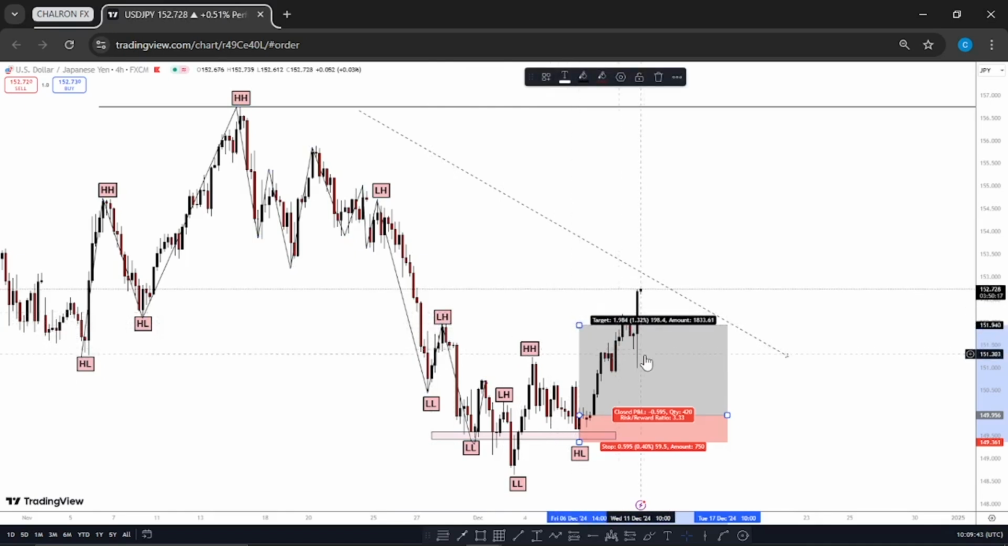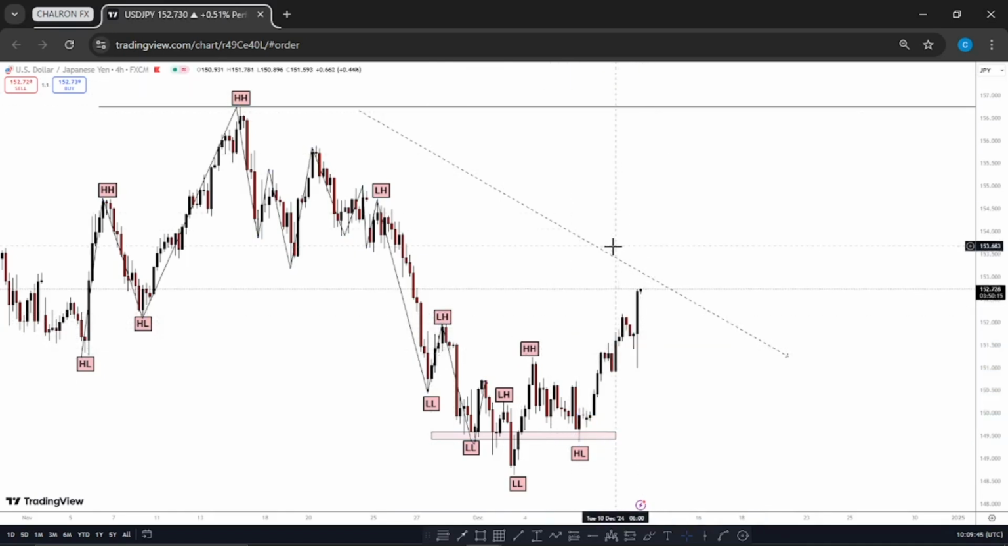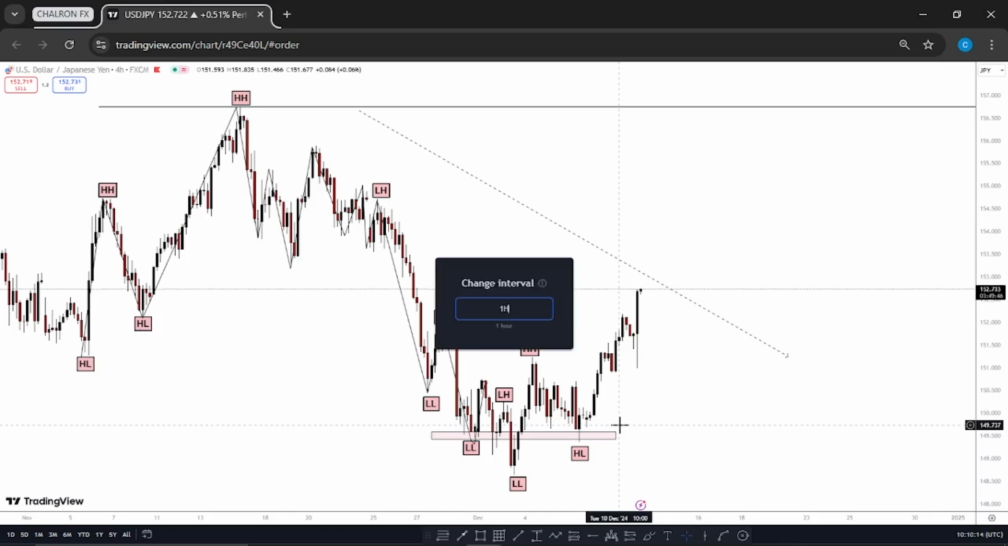Right? But since you are not swing traders, that's not what I did. After price retested our key level, the next thing I did was to drop down to our H1 time frame to look for our entries.